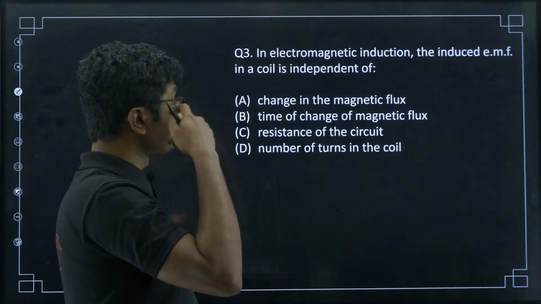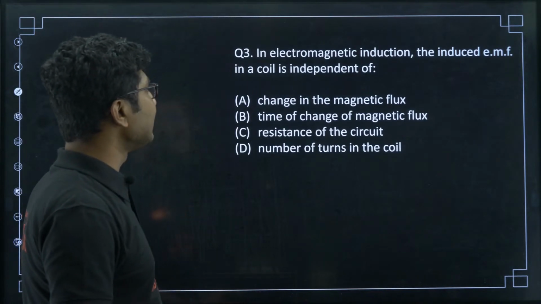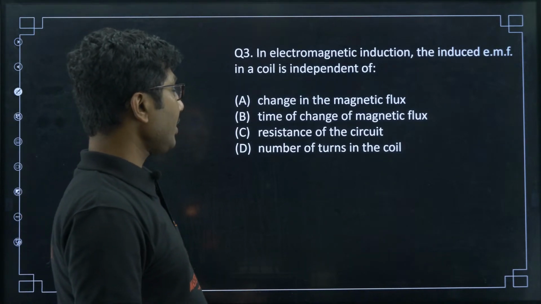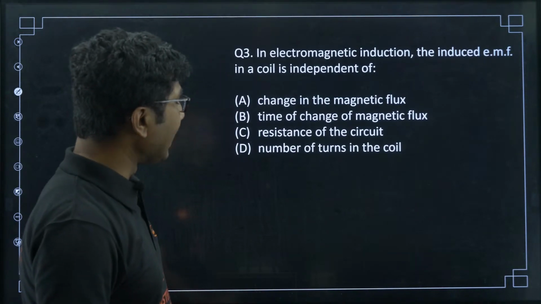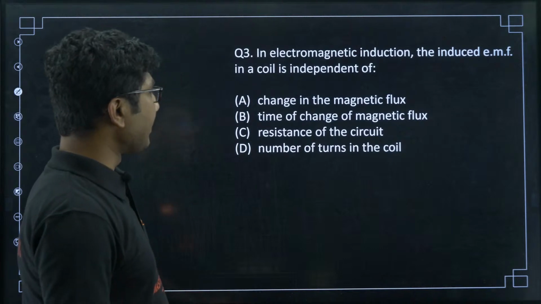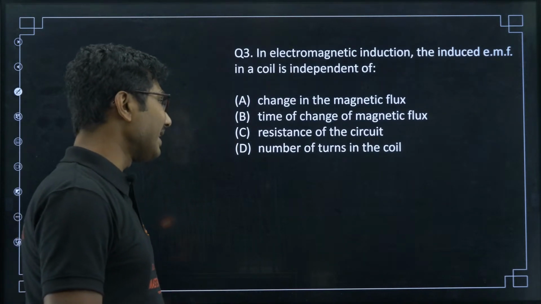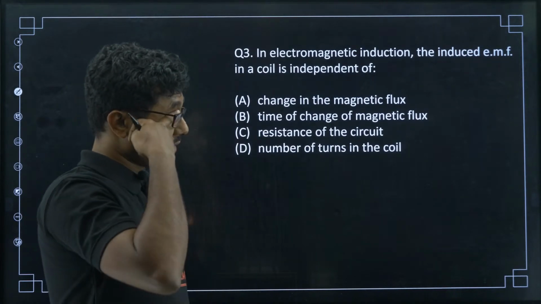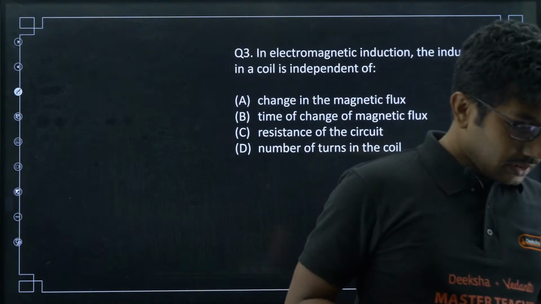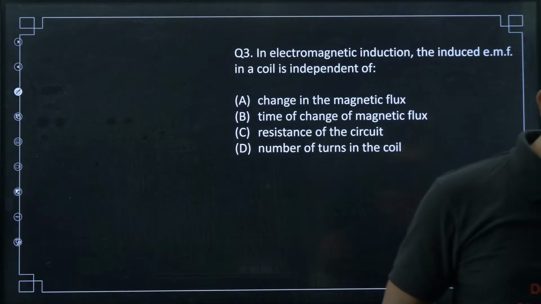Question number 3, in electromagnetic induction the induced EMF in a coil is independent of: change in the magnetic flux, time of the change in magnetic flux, resistance of the circuit, or number of turns in the coil. So what is it independent of? Very interesting question. Pradeep is saying 3A, Dev is saying 3C, Shagufta is saying 3C.